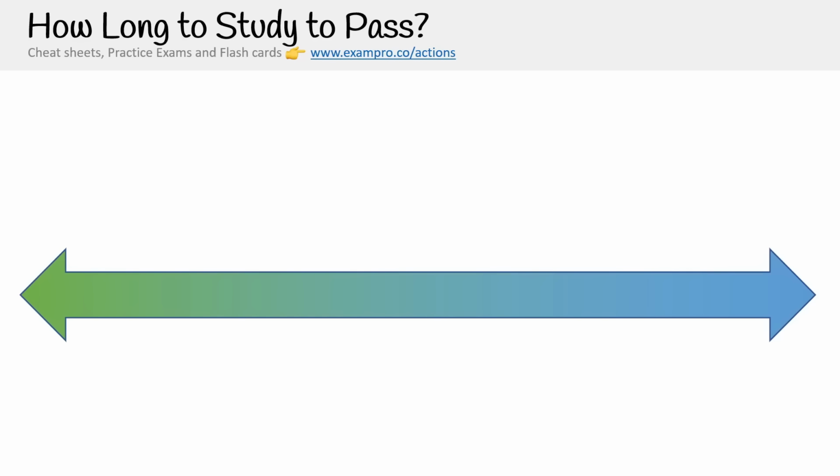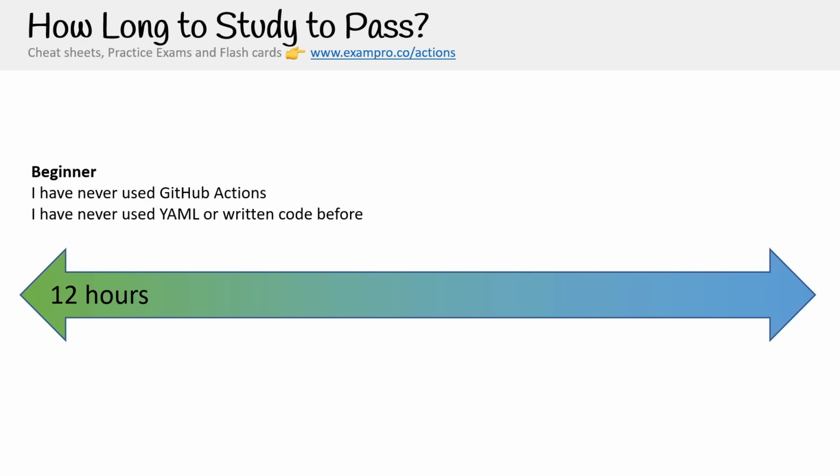How long should you study to pass this? Well, the content for this exam, or this course that I made, is about 3 hours. So if you're a beginner, I would think that would take you 12 hours. If you skip the GitHub Foundations and you've never used GitHub Actions before, written YAML, or done DevOps or anything like that, then 12 hours seems like a good amount of time.